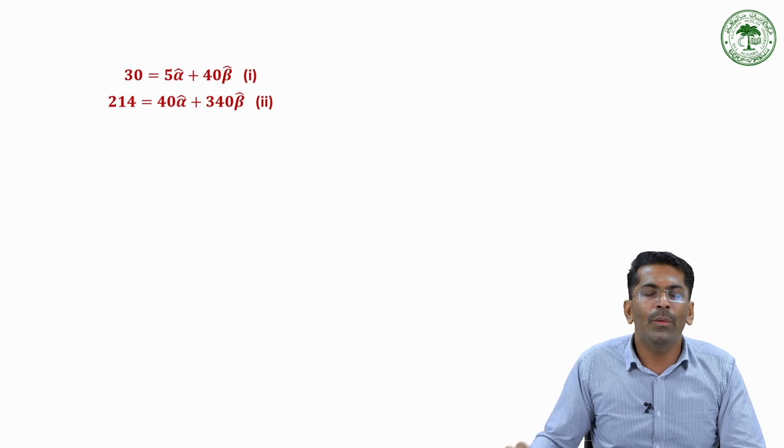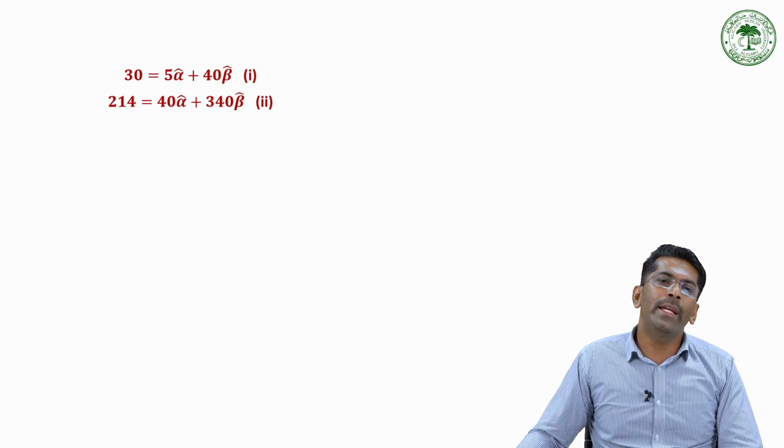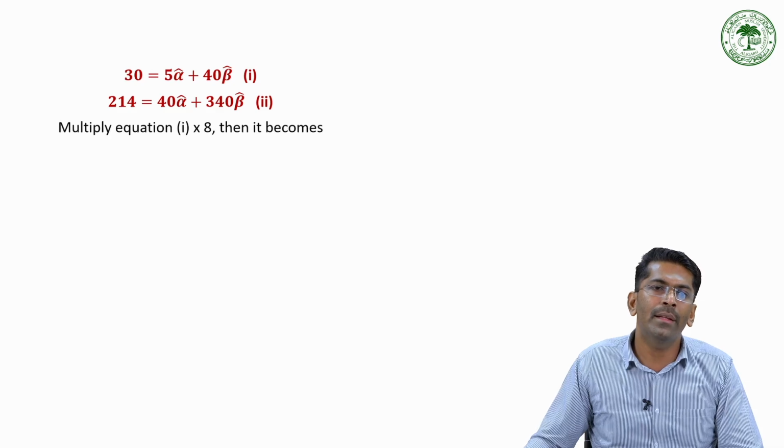Now considering these two equations, we want to calculate the value of alpha hat and beta hat. So this is the simultaneous equation with the two unknowns alpha hat and beta hat. We want to use the elimination method. First I am going to eliminate alpha hat, so for that I want to make the coefficient the same. The first equation I am going to multiply by 8, so that the coefficient will become 5 into 8, which is equal to 40, so that we can go for the elimination method of alpha hat.